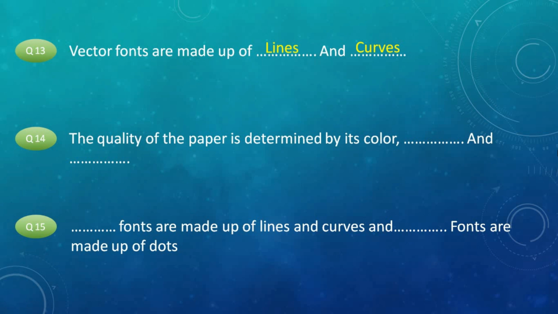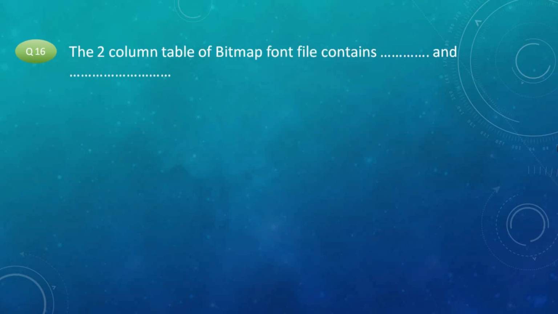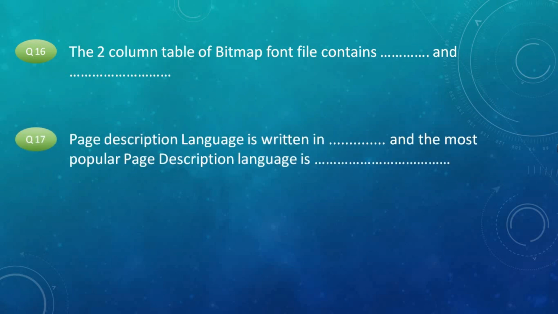The quality of paper is determined by its color, weight and texture. Vector fonts are made up of lines and curves. Bitmap fonts are made up of dots. The two-column table of bitmap font file contains dash and dash. Page description language is written in dash, and the most popular page description language is dash.